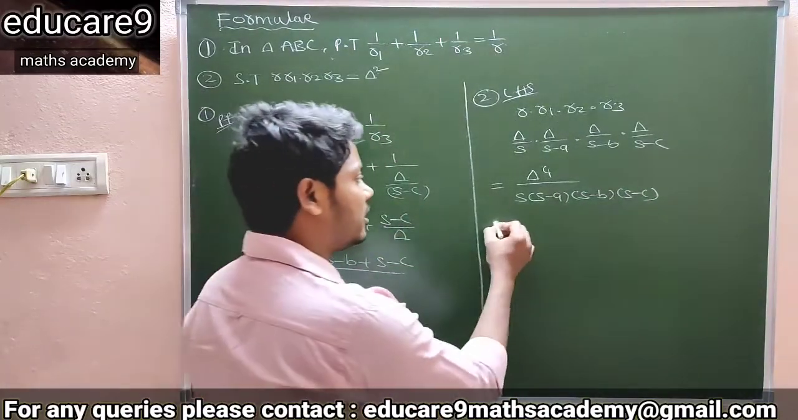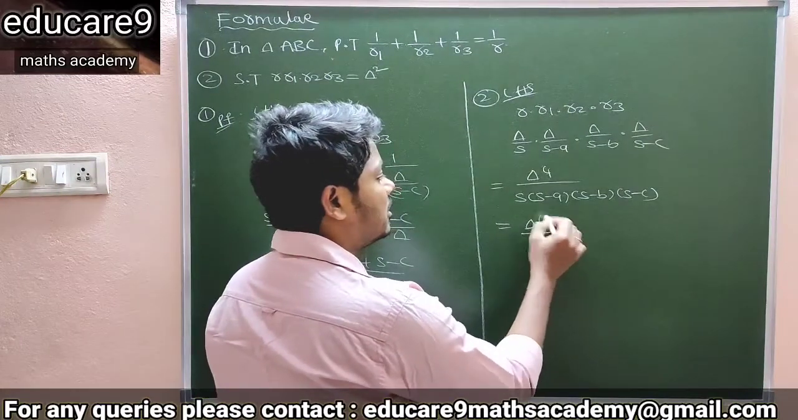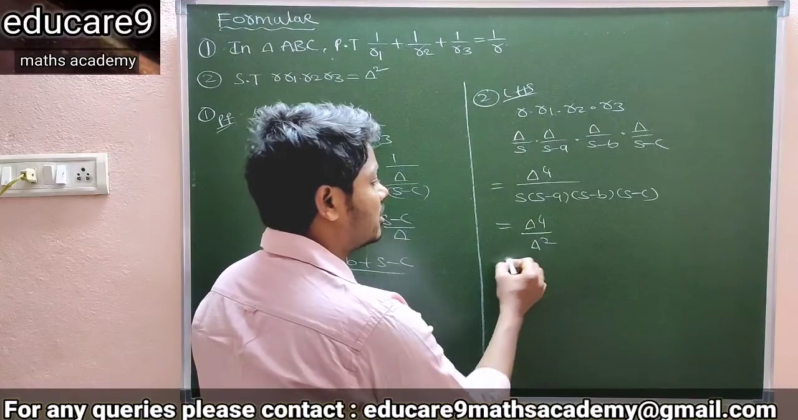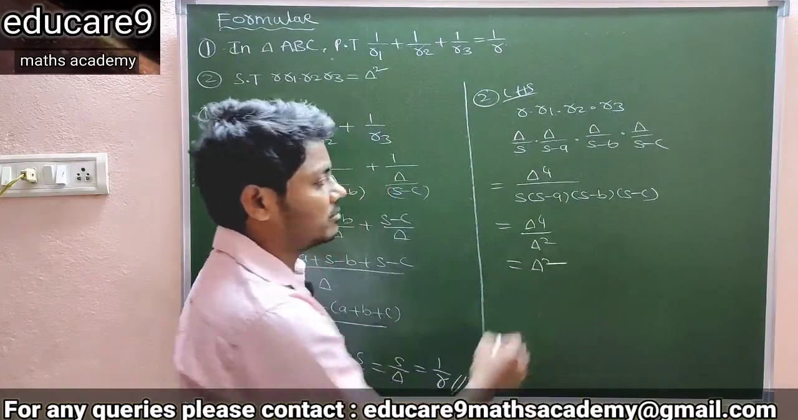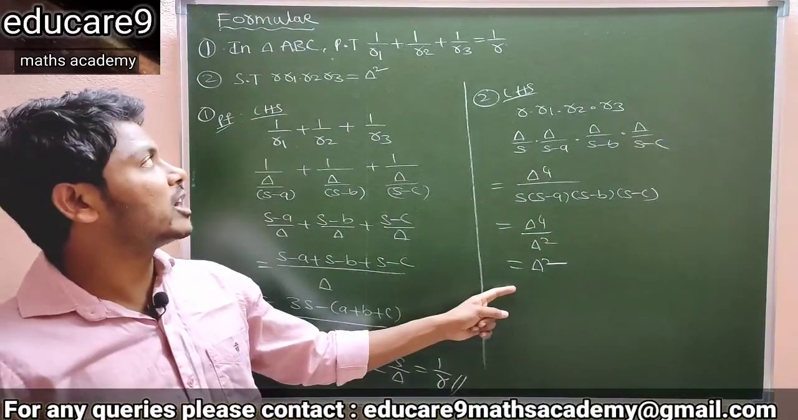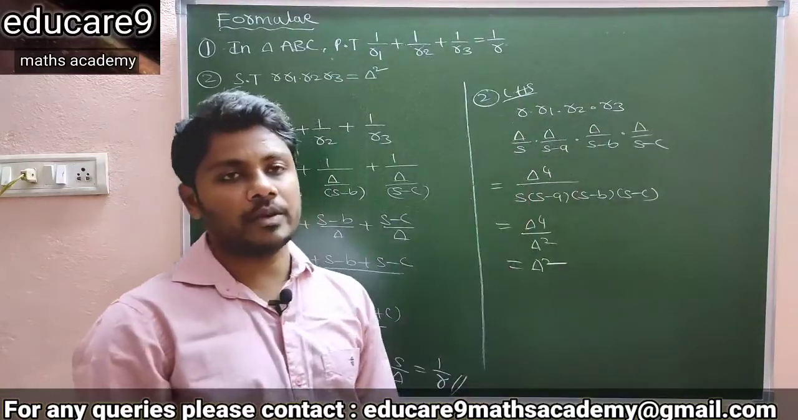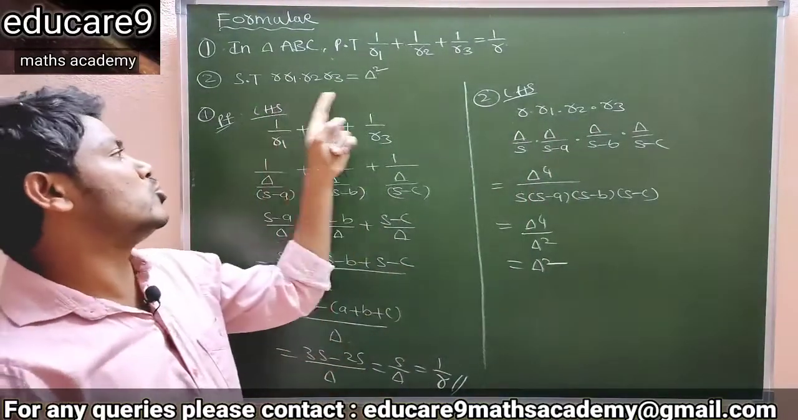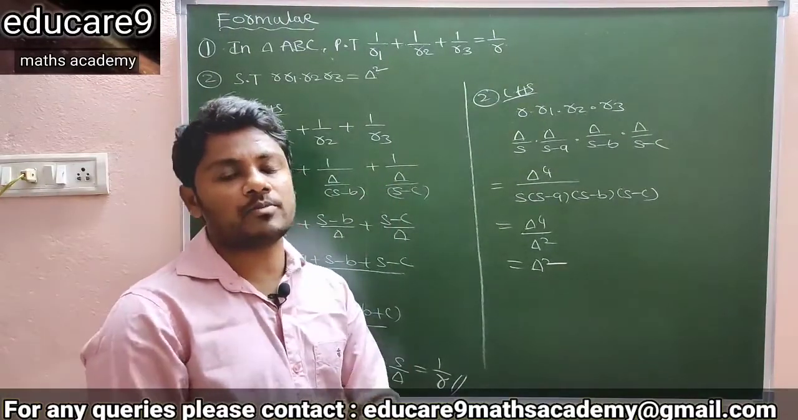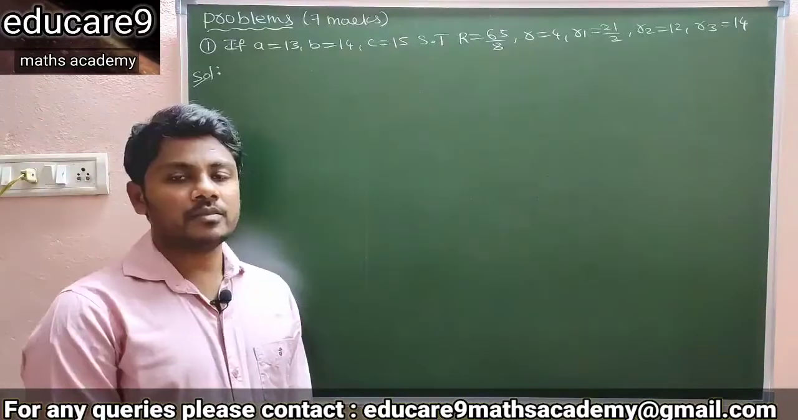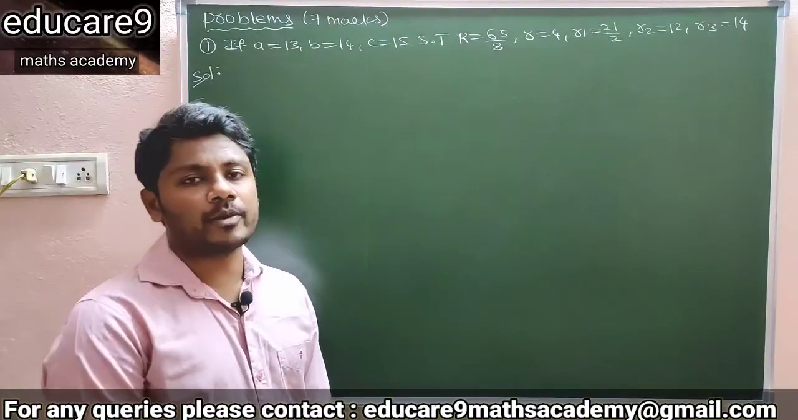Here you know that s into (s minus a), (s minus b), (s minus c) is delta square. So what you get is delta square. Therefore, delta square is equal to r r1 r2 r3. Based on these two formulas, we have 7 marks problems that are very, very important. Now we will discuss a few 7 marks problems.